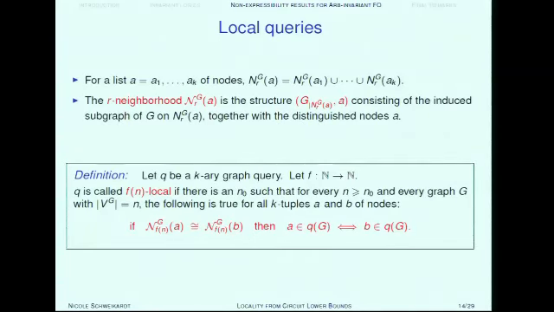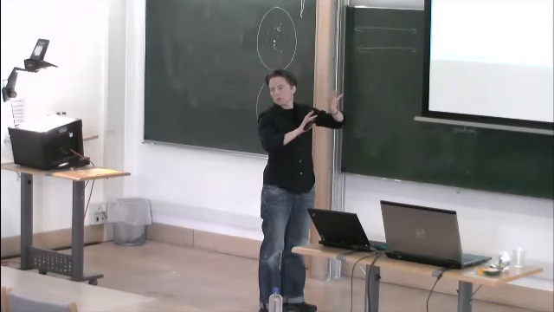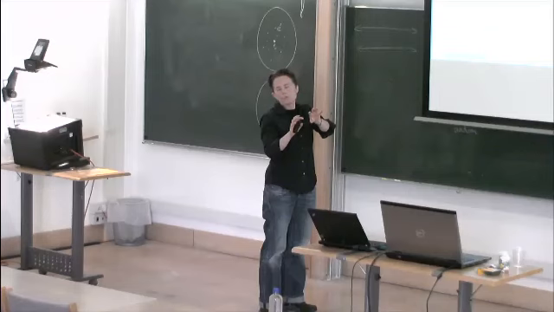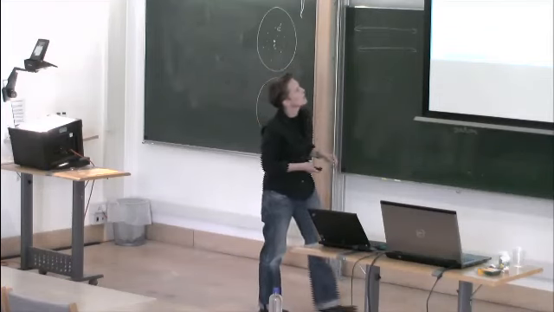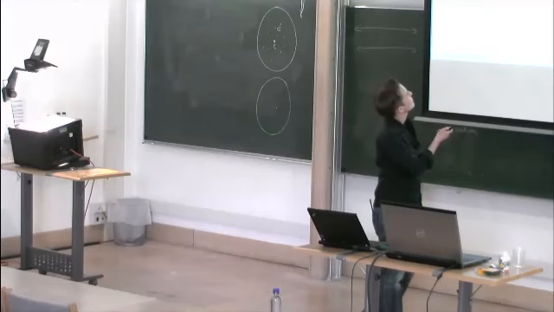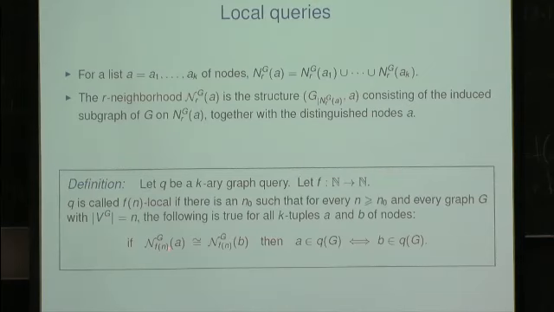So in this f of n local, the f of n refers to the radius of the neighborhoods that I consider. Whenever two tuples A and B have isomorphic f of n neighborhoods, then they either both belong to the query result or they both don't belong to the query result. So the graph has to be of sufficient size, and the radius depends on the size of the graph.